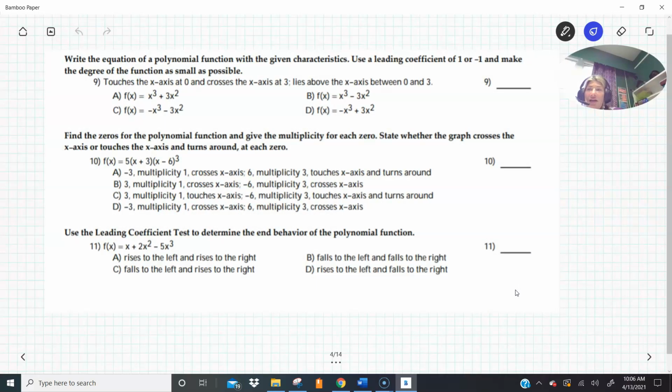Problem number 8 was just some blank space for you to show your work if you needed to. 9, 10, and 11 are all still chapter 3. You're looking at graphing. It says, touches the x-axis at 0 and crosses the x-axis at 3, and it lies above the x-axis between 0 and 3. Touches it, that means it has a multiplicity of 2, so I know I have an x squared. Crosses the x-axis at 3, I know that that is x minus 3, and it lies above the x-axis between 0 and 3.